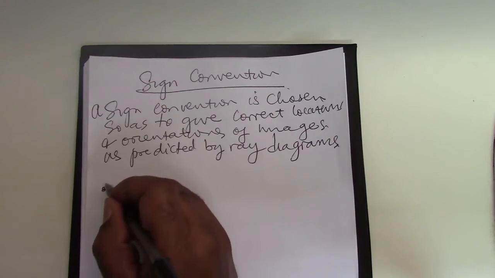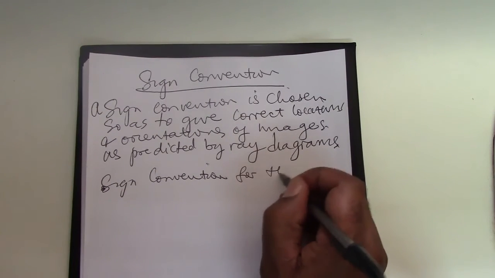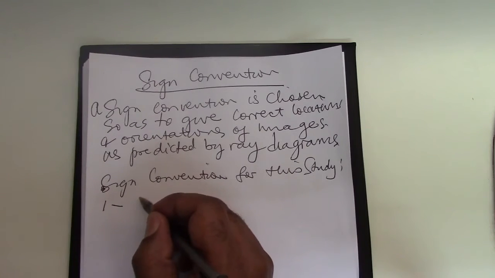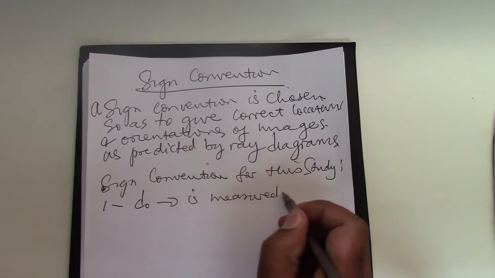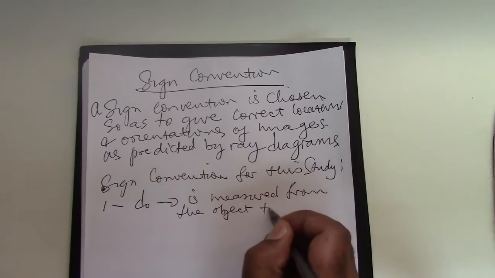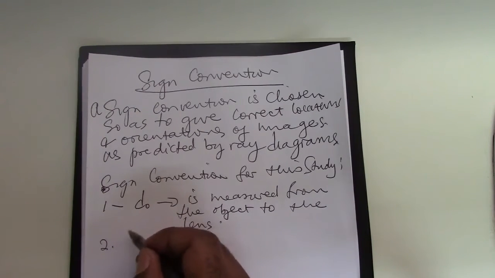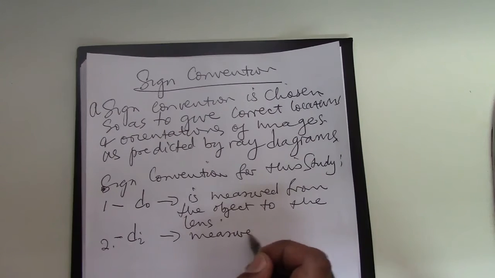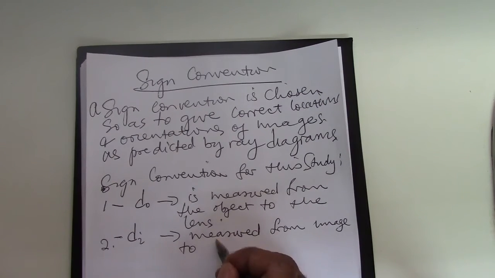Number one, the sign convention for this study. Right, one, the object distance D naught is measured from the object to the lens. Now, point number two, the image distance is measured from the image to the lens.